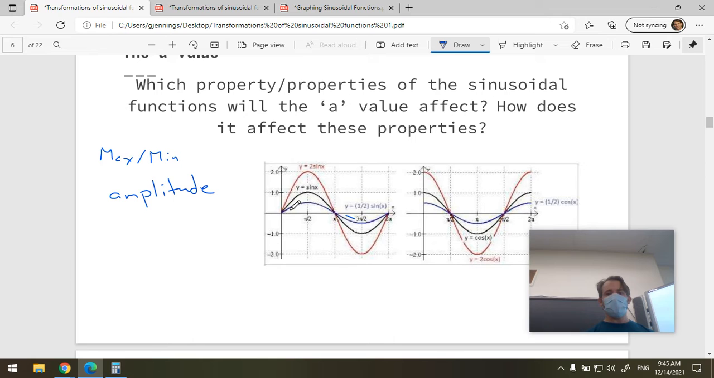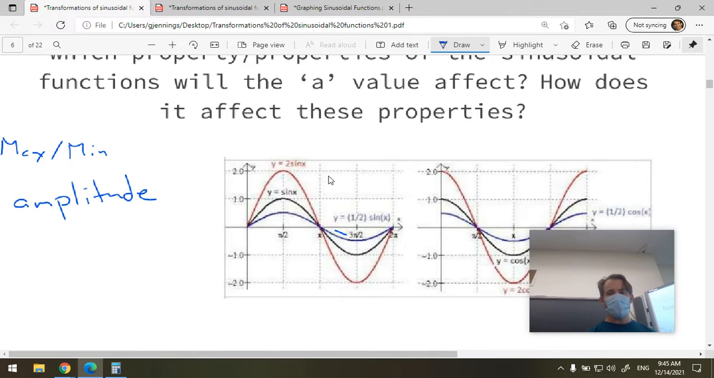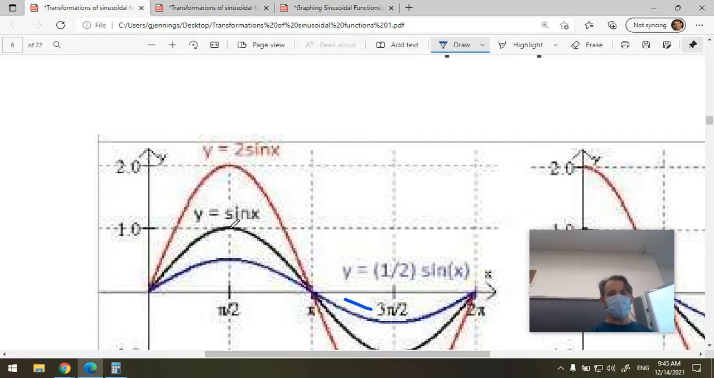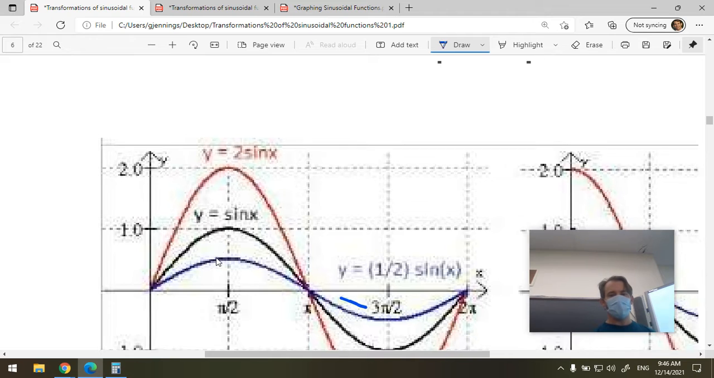So we notice that in these functions here, we have y is equal to 2 sine x there. Y is equal to sine x is the black one, so that has amplitude 1. And y equals 2 sine x, well, that has amplitude 2. And these are A transformations. So these are multiplying the output. And here is y is equal to 1/2 sine x, and it has half the amplitude.